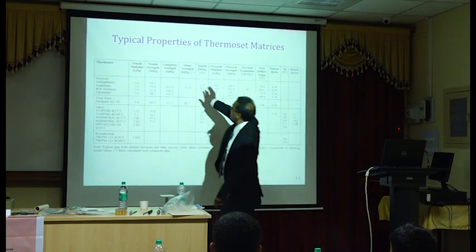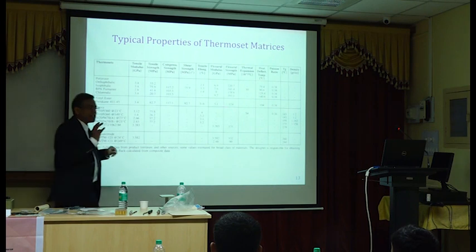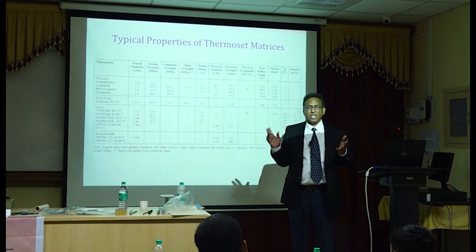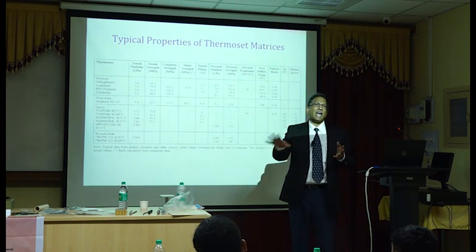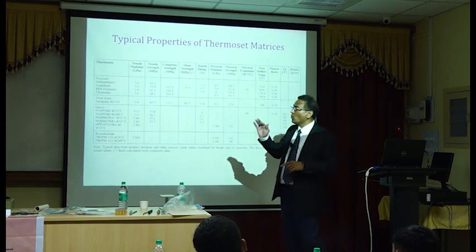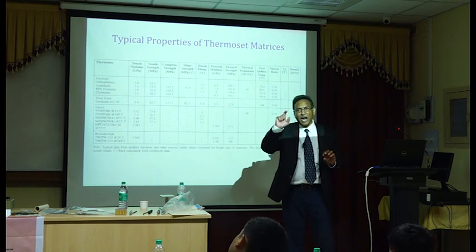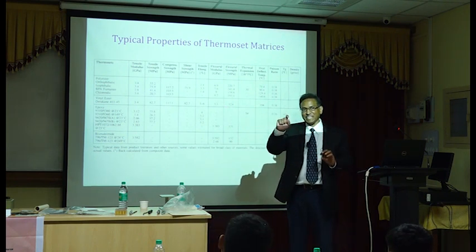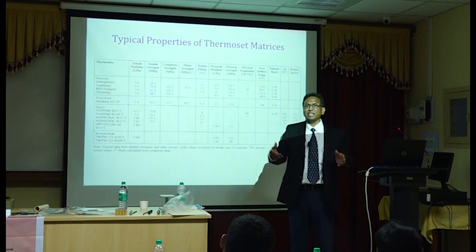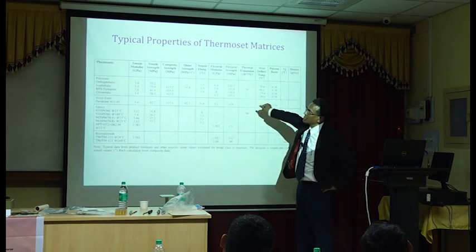So what you'll see here is typical properties of thermoset matrices. The difference between resin and matrix, what is it? Does anyone know? Resin is, before hardening, you refer to the material as resin. Once it hardens, you call it matrix. So in a composite, the hardened material is matrix. Before you made the composite, the flowy material is actually resin. Okay? So this is matrix properties.